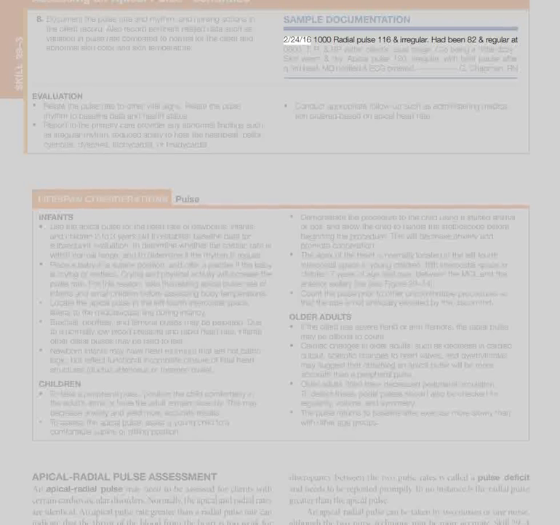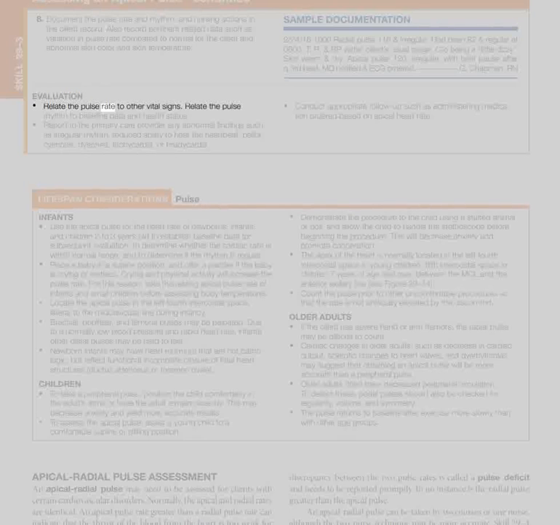February 24, 16, 1000: radial pulse 116 and irregular. Had been 82 and regular at 0600. TPR and BP within client's usual range. C/O being a little dizzy. Skin warm and dry. Apical pulse 120, irregular, with brief pause after every third beat. MD notified and ECG ordered. G. Chapman, RN.